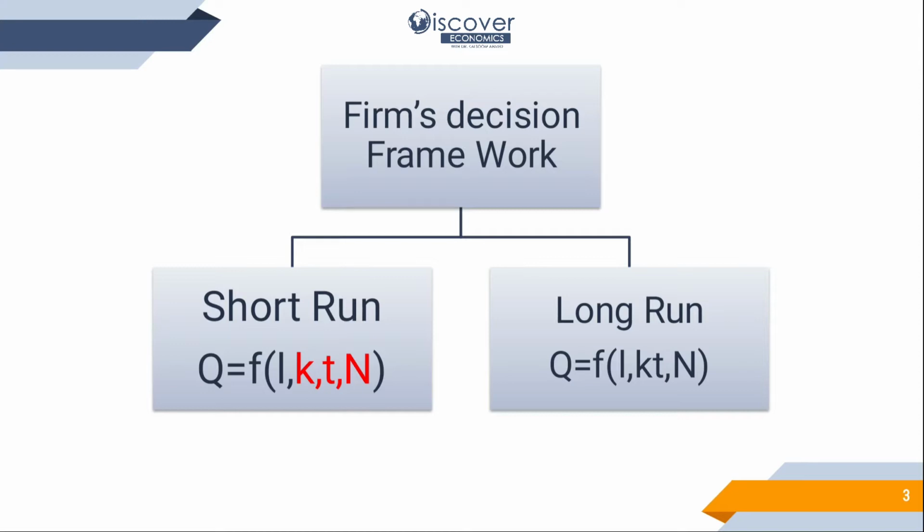Short run is the time frame where the quantity is a function of labor, capital, technology and natural resources, or you can say the 4 factors of production. In this time period we have only labor as a variable. The rest of the factors will remain constant, so they are going to be the fixed factors. Then we have long run. In long run we can have all these 4 factors as variable. There is no fixed factor of production over here, but we have all as variable.